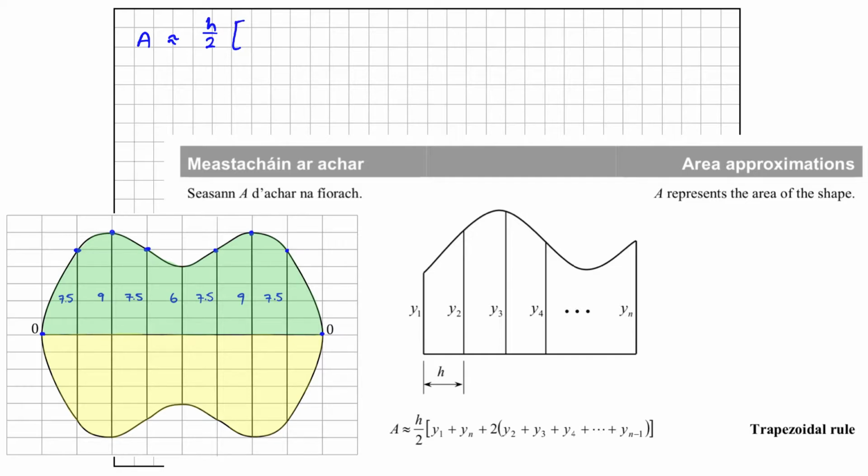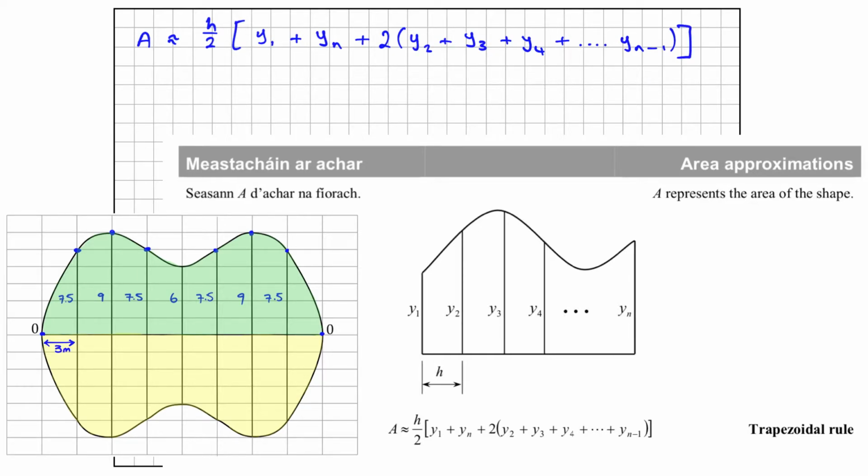Open your big brackets. You'll have y1 plus yn plus 2 times y2 plus y3 plus y4 plus, and all the way up to, and including every term up to the last one, which is yn minus 1. Close your brackets and close your large brackets. Okay. So we'll fill that in there.